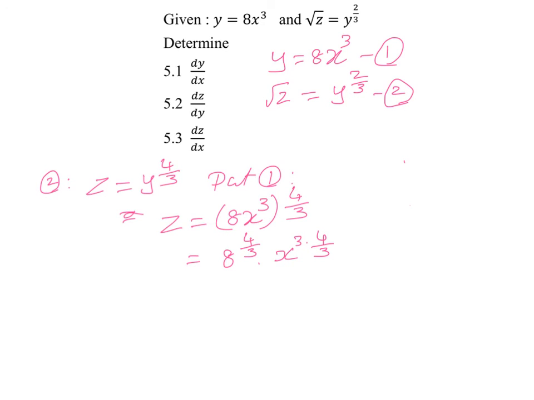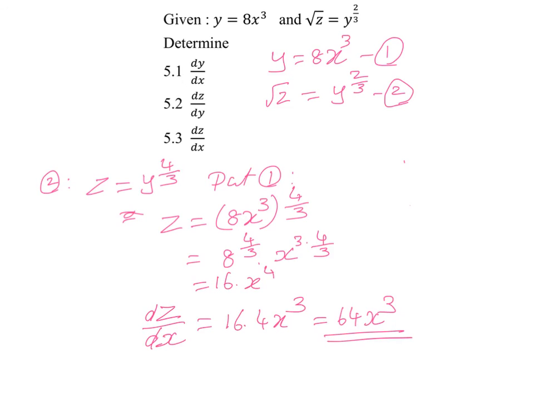Now I can simplify it. Of course, 8 to the power of 4 over 3. If you're using a calculator or 2 cube, this becomes 16. 16x to the power of 4. That's what I get. Now I apply rules of differentiation, which is equal to 16 times 4 x to the power of 3. So 16 times 4, you can use your calculator and write down the answer, and it becomes 64x to the power of 3. So here we must be very careful when there are questions involving more than 2 variables. Even if it's 2 variables, we must make one the subject of the formula, so that we can write in terms of dz over dx. So z in terms of x.